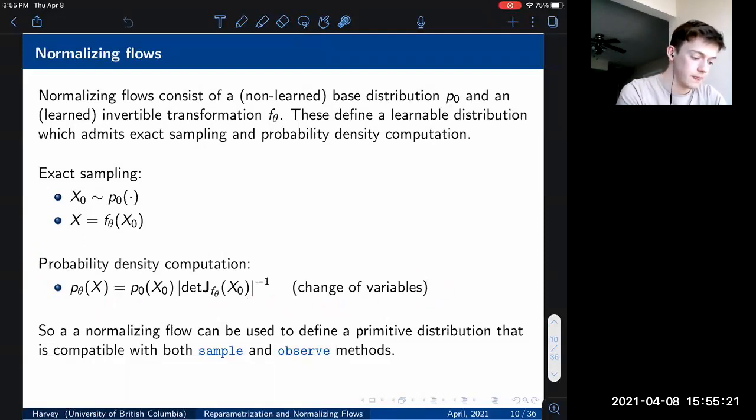Since this is a probabilistic programming class, I should say that since we have these sampling and probability density methods, we can think of a normalizing flow as a primitive distribution that we can use in our sample and observe statements.